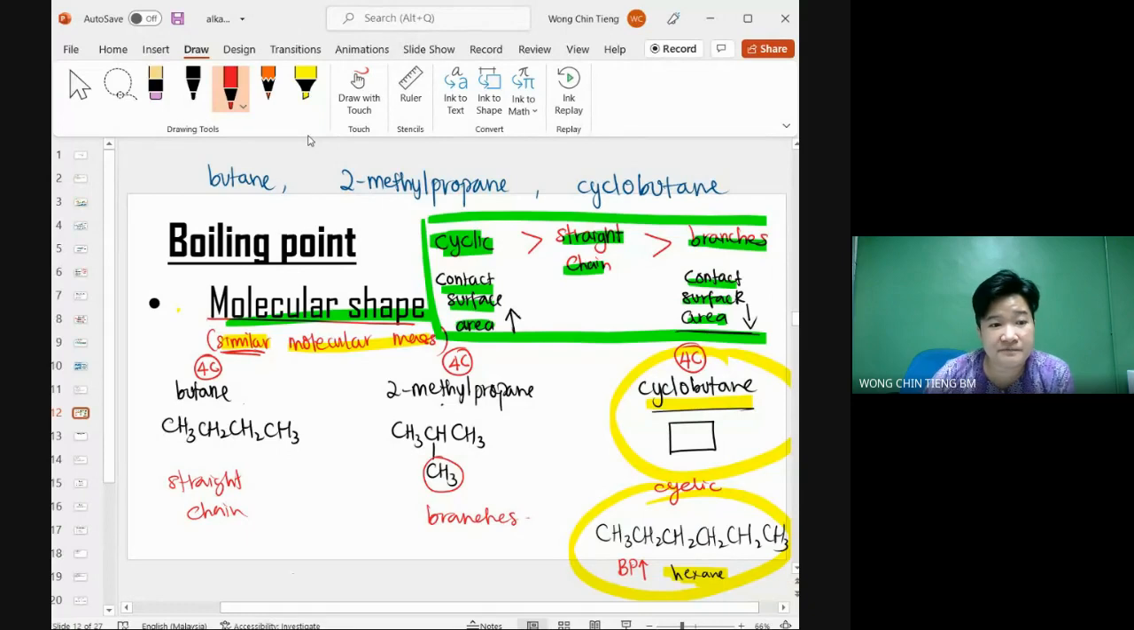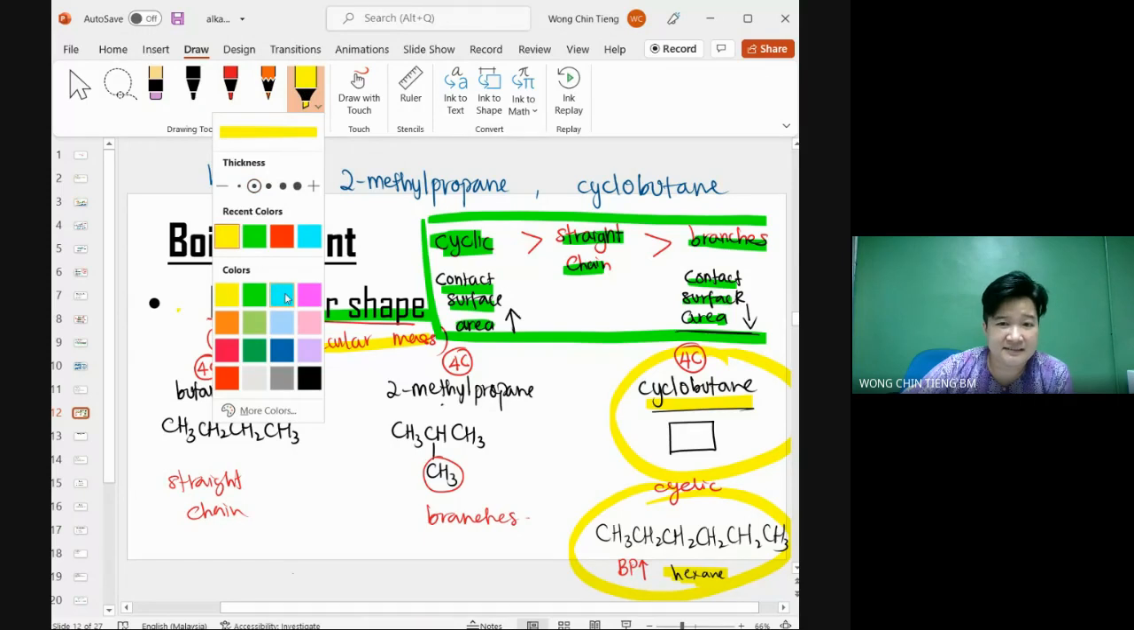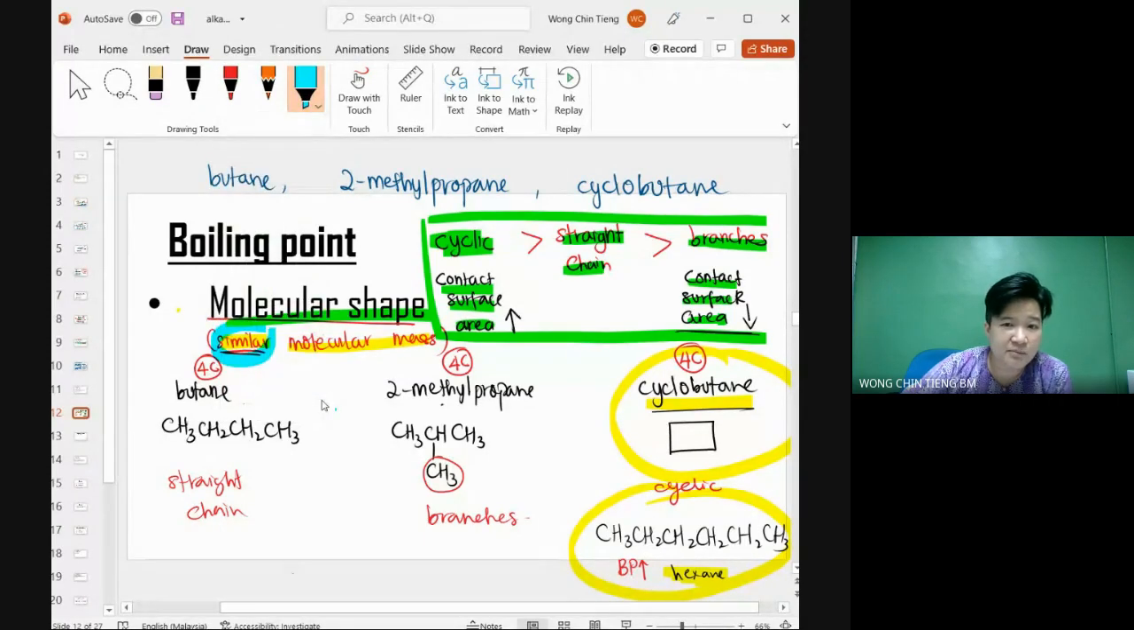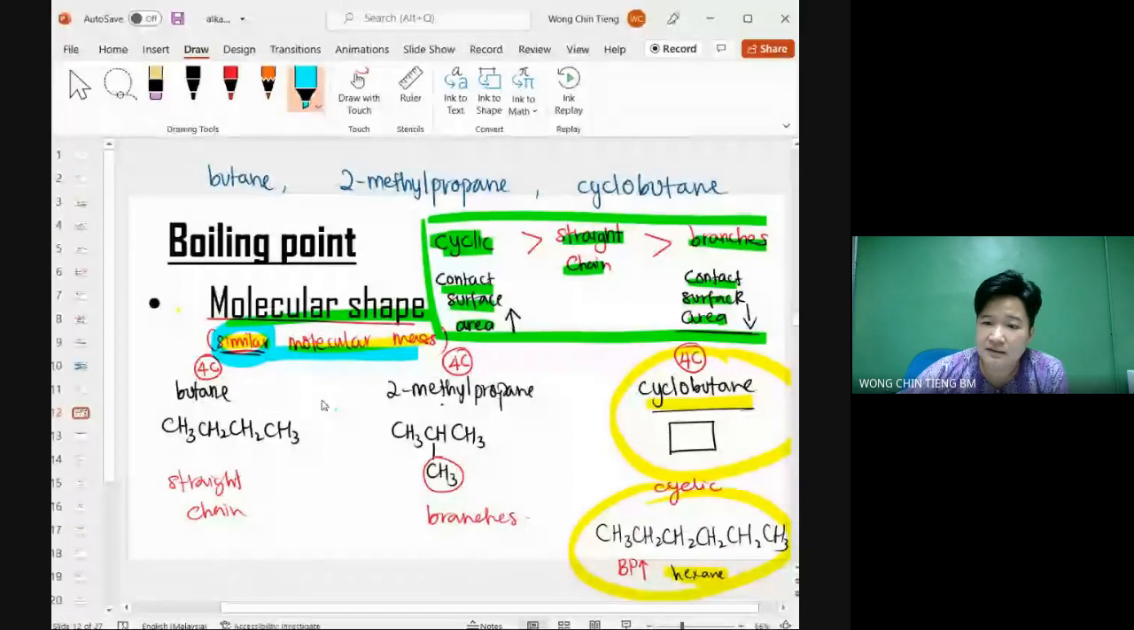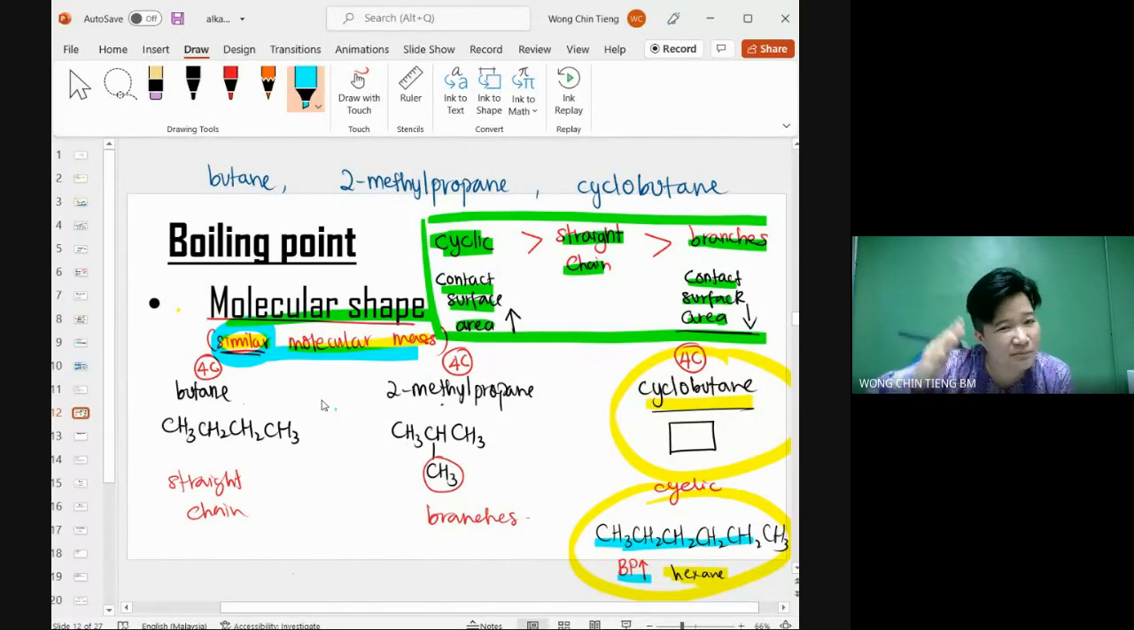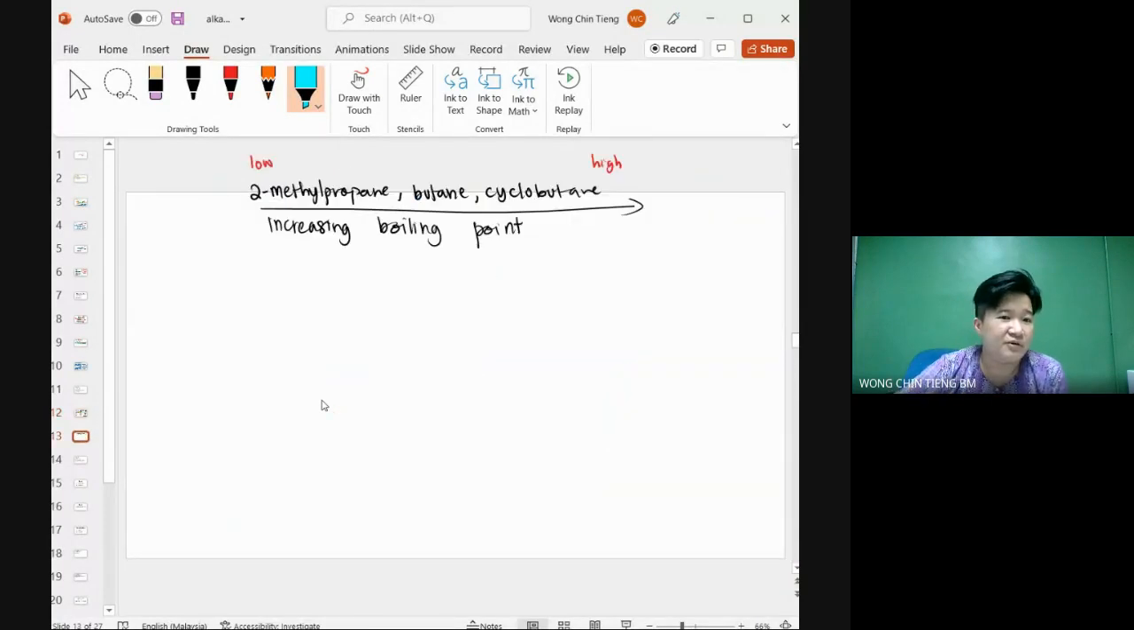Faham maksud saya? Sebab tu saya tekankan sangat-sangat dari tadi lagi, kita hanya boleh bincang molecular shape bila molar mass dia lebih kurang sama. Okay? Kalau molar mass dia berbeza, tak kisah dia straight chain ke apa, yang pegang lagi banyak karbon, boiling point dia lagi tinggi. Habis cerita. Masalah dia adalah bila bilangan karbon lebih kurang sama. Okay, all this having 4 carbon. Yang ni akan jadi problem. So, how do we write the sentence?